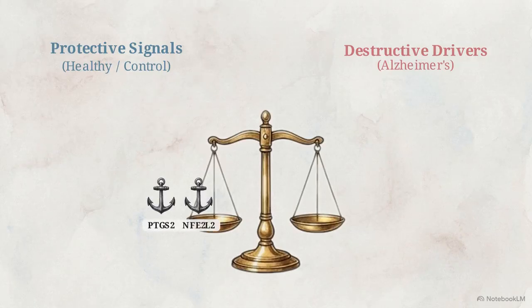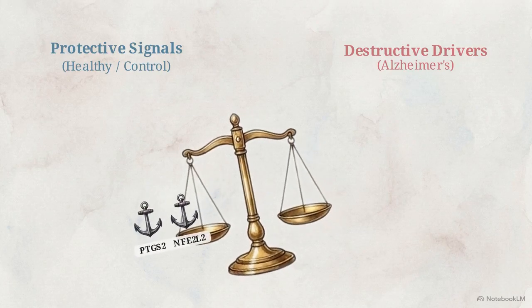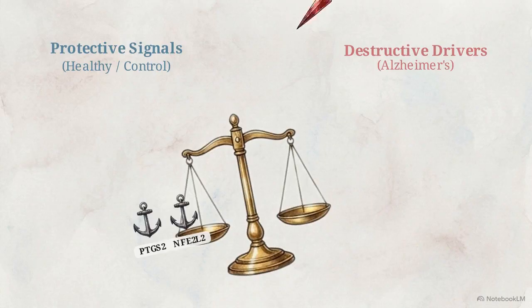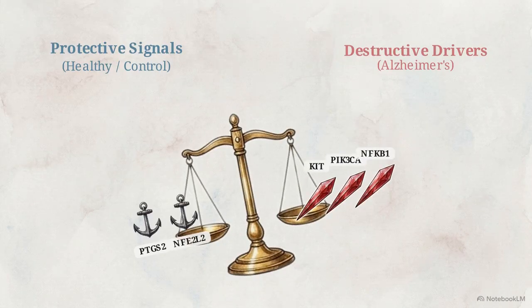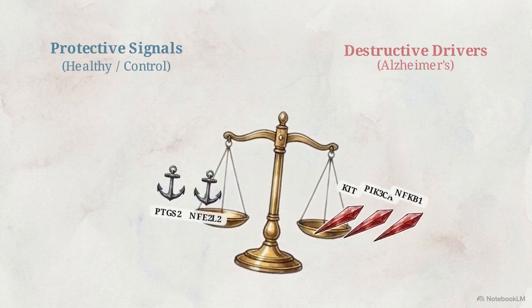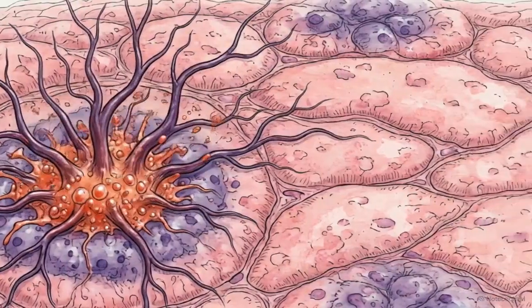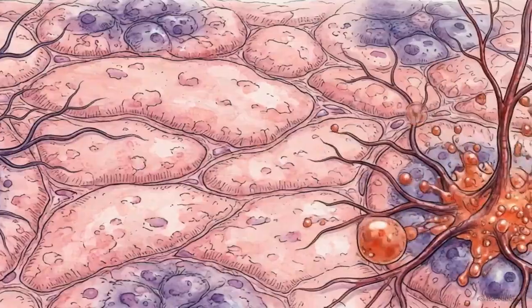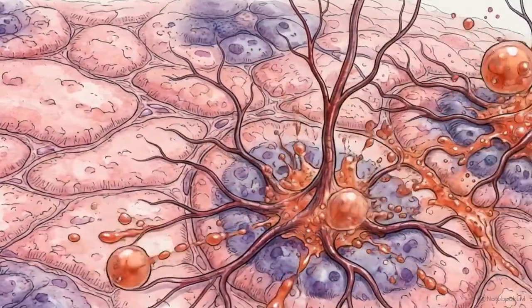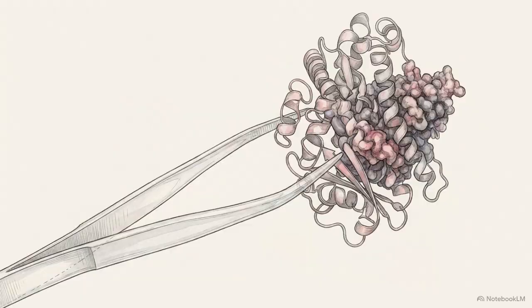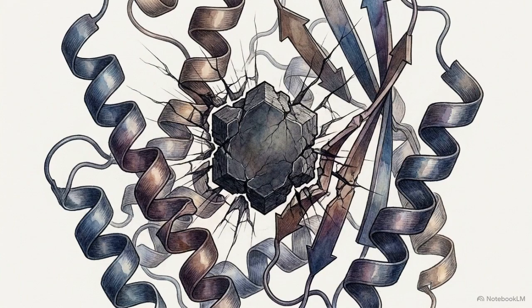The data shows that high expression of PTGS2 and NFE2L2 acts protectively. They anchor the model in a healthy status. Conversely, high expression of KIT, PIK3CA, and NFKB1 acts destructively, overriding those protective signals and driving the model toward an Alzheimer's classification. In human biology, these specific genes are the primary regulators of inflammation and oxidative stress in the brain. By quantifying their impact, the machine learning step isolates the precise molecular levers that, if disrupted by a pollutant, would tip a healthy brain into neurodegeneration.